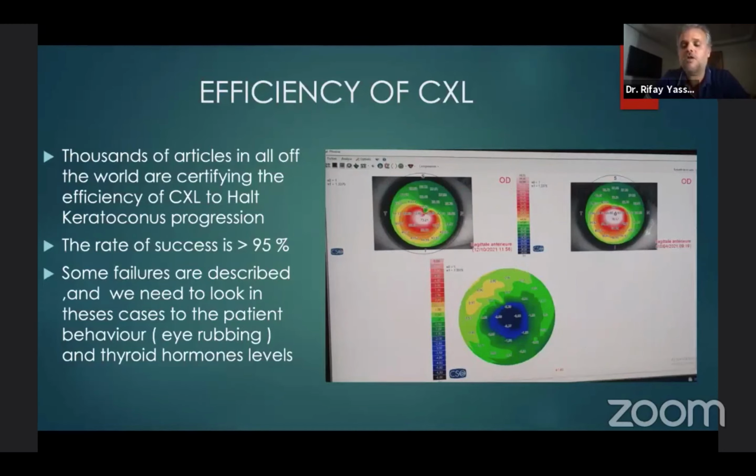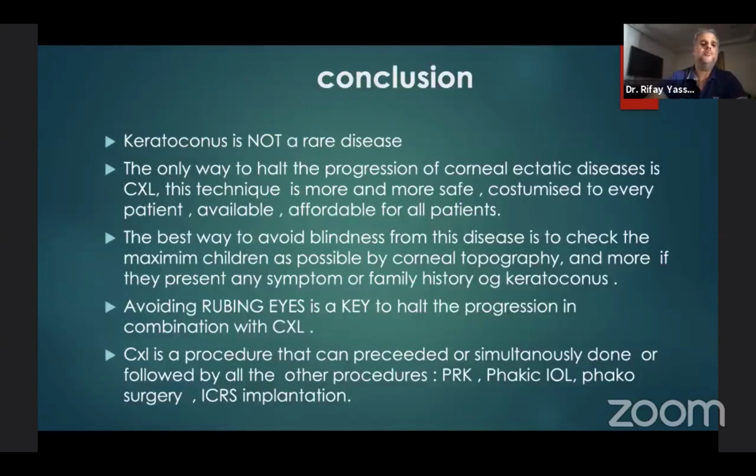So this is a differential topography that shows the huge difference. This is before, this is after the cross-linking, and we have a flattening, a very good flattening in the area of the keratoconus. So as a conclusion, keratoconus is not a rare disease, and the only way to stop the progression of all corneal ectatic diseases is cross-linking, not contact lenses. It's in the culture of some doctors to say the contact lens stops the keratoconus, but it's not true, because the contact lens will not treat the cornea.